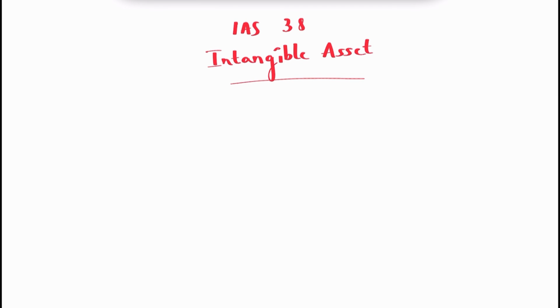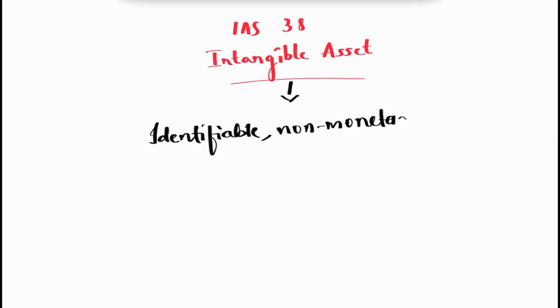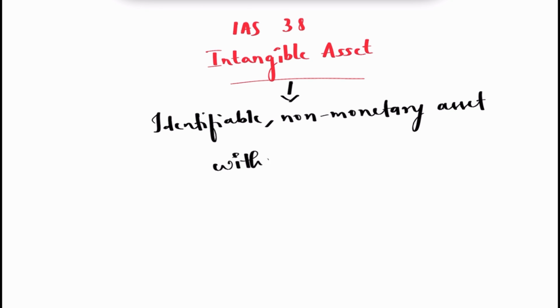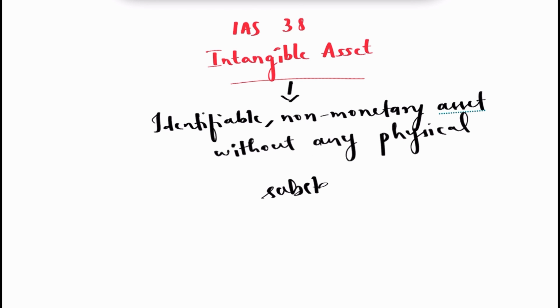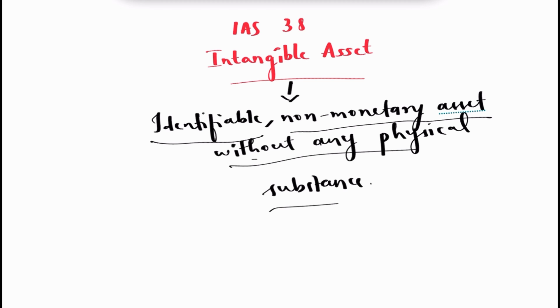So today our topic is IAS 38 intangible asset. Okay, first of all, what do you mean by intangible asset? It is defined as an identifiable non-monetary asset without any physical substance. Okay, this is the definition of intangible asset. So it is defined as identifiable non-monetary asset without any physical substance.